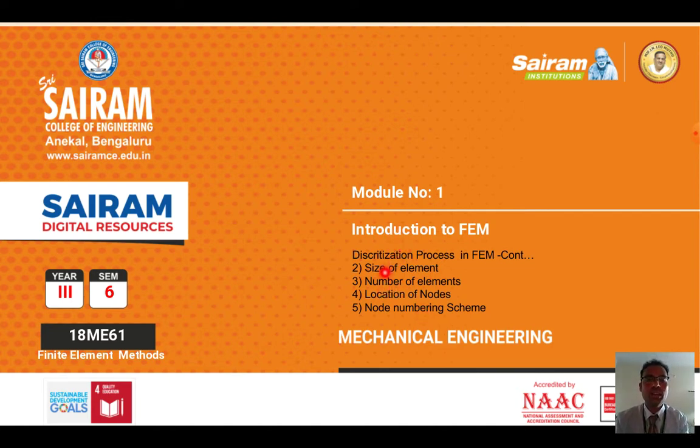So here I told you that the discretization process has different basic steps involved. The discretization process means 5 steps. The first one is types of element, the second one is the size of an element, number of elements, location of node, and node numbering scheme. Let us understand the second one. The first one is over, now the second one is size of an element.